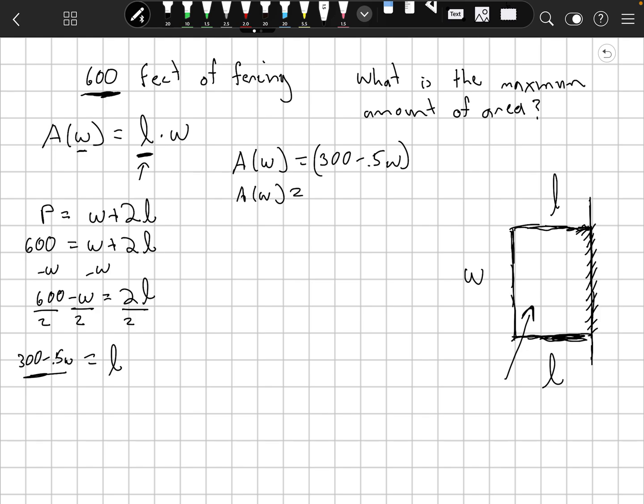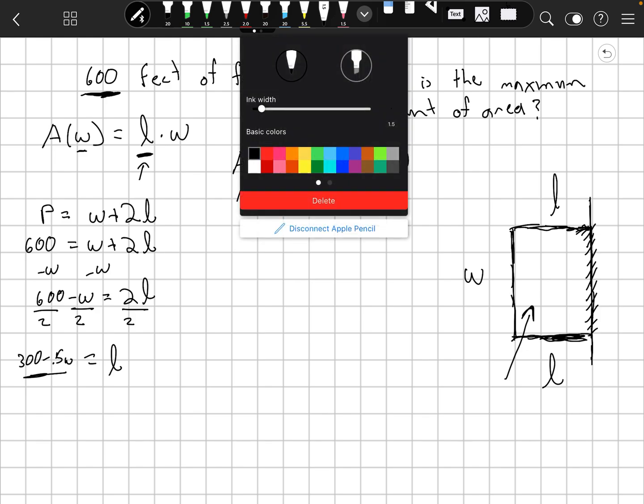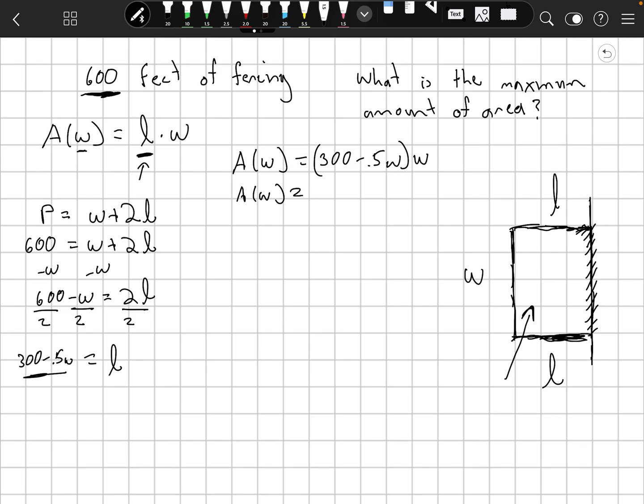We could multiply this together. I lost my W right there. We could say 300W minus 0.5W squared, and these mean the same exact thing, so it's whatever is easiest to use.